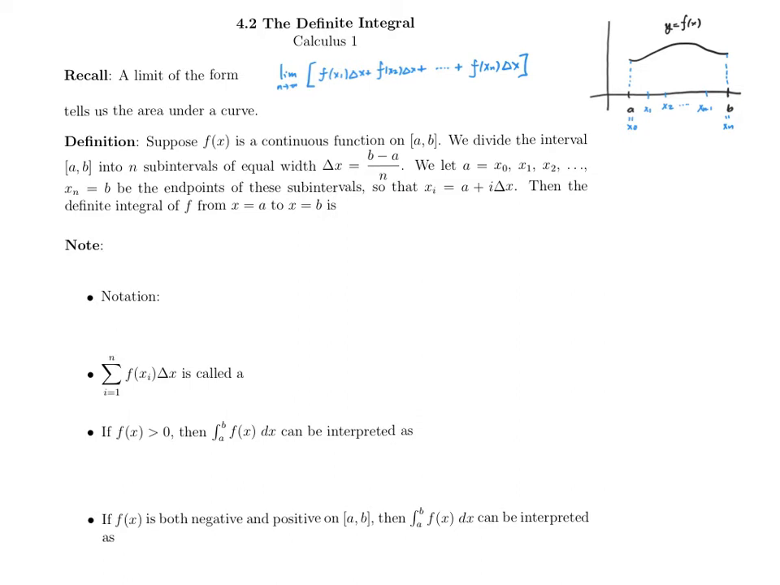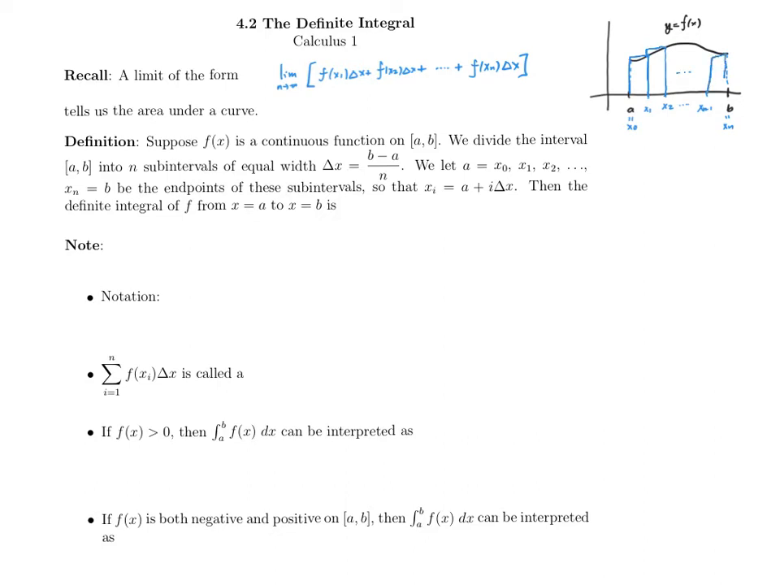And the idea is that each of these quantities that we're adding up represents the area of a rectangle. That first quantity would be the area of a rectangle where the height is determined by the function value at x1. The second one is determined by the height at f of x2. And we do this all the way across.